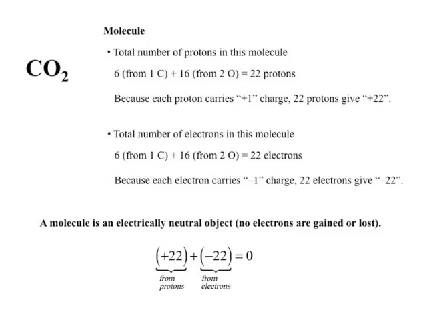How about the total number of electrons in this molecule? 6 electrons from 1 carbon and 16 electrons from 2 oxygens. Total 22 electrons. Because each electron carries minus 1 charge, 22 electrons give negative 22. So positive 22 and negative 22 cancel out, and a molecule is, just like atoms, a neutral object. There are no electrons gained or lost in molecules. Let's move to the next slide.